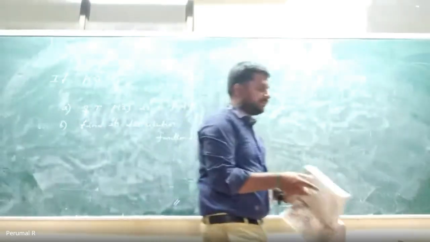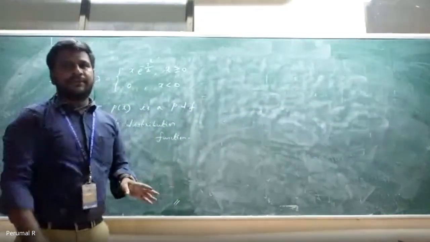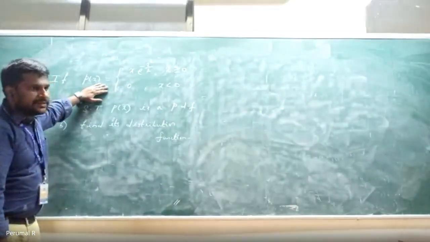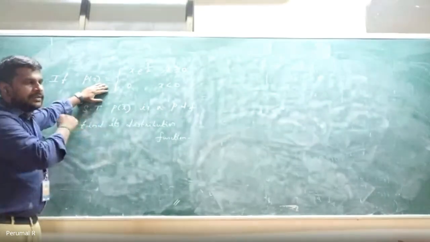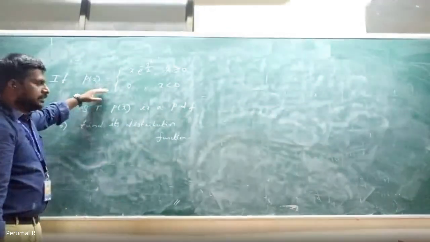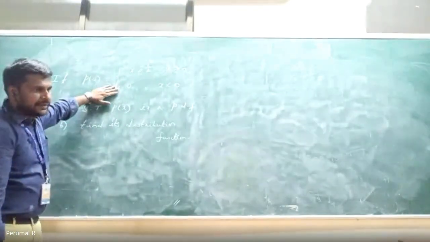Okay. So in that problem, nothing to define. This is not a probability distribution function, this is a probability mass function. That means this is not a probability density function. One distribution function is given.